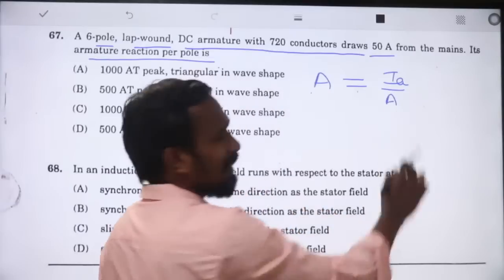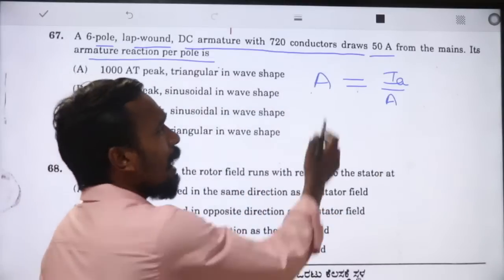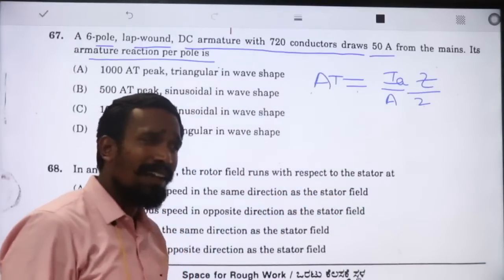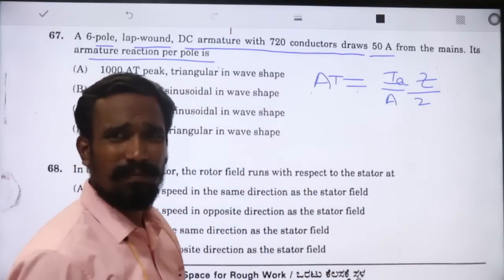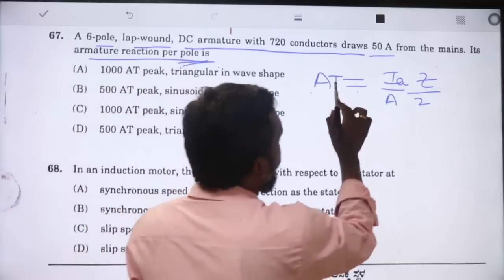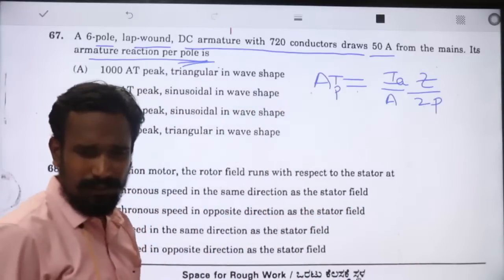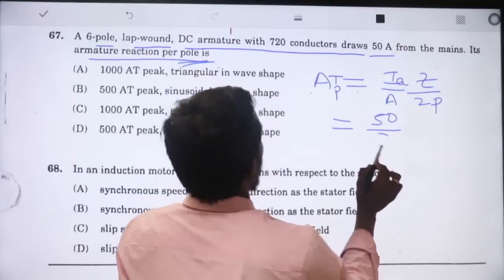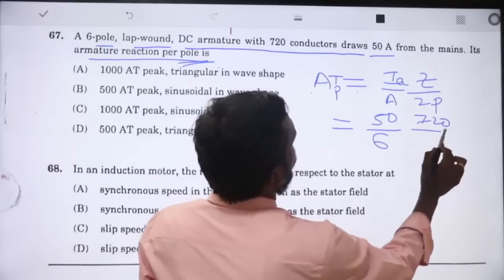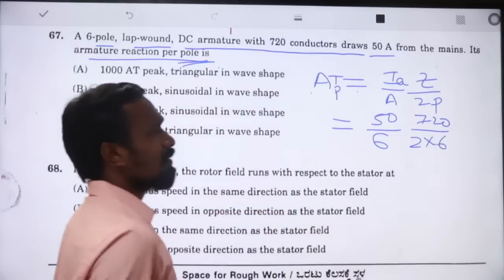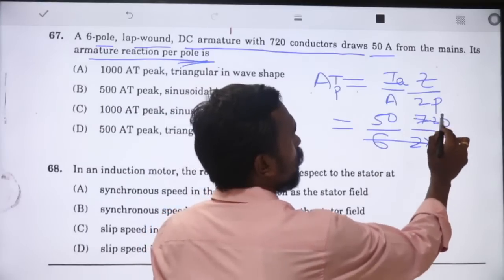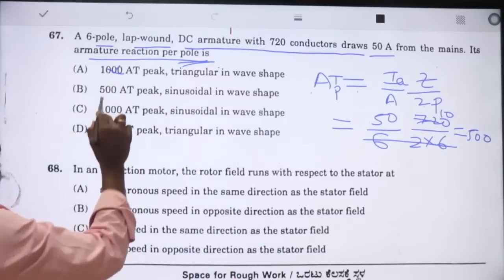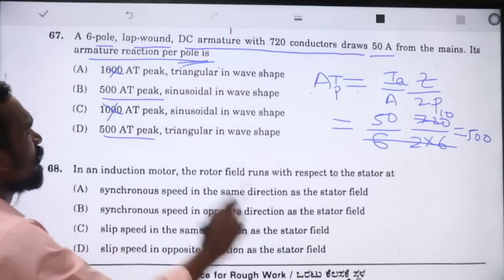Ampere is nothing but Ia upon A. What is the current in each parallel path? Ampere turns is nothing but number of conductors upon 2, because if you have 100 conductors, we can make 50 turns. This is the per pole value, nothing but divided by P. So what is the answer? Ia, the armature current, they gave 50 out of parallel paths 6, number of conductors 720 upon 2 multiplied with 6. 6 sixes are 36, 36 twos are 72. 500 is the answer. This is the wrong answer. 500 ampere turns per pole, 100 ampere turns peak value.